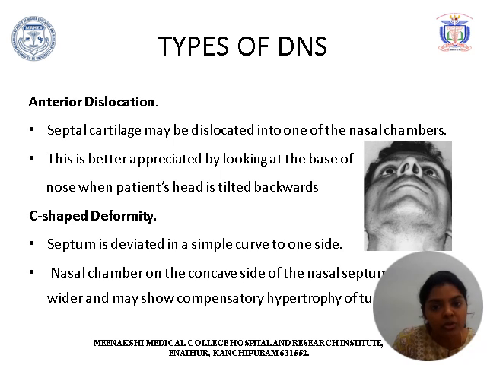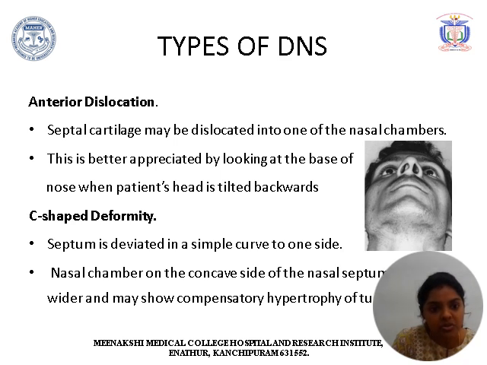So coming to the types of DNS, we have five types of deviated nasal septum. First is anterior dislocation. So septal cartilage may be dislocated into one of the nasal chambers. So this is better appreciated by looking at the base of the nose when patient's head is tilted back. You can see in the diagram.